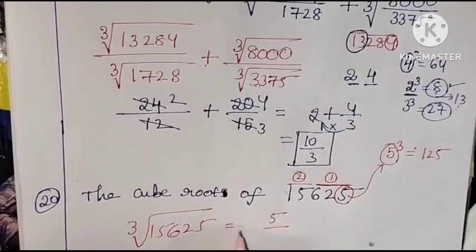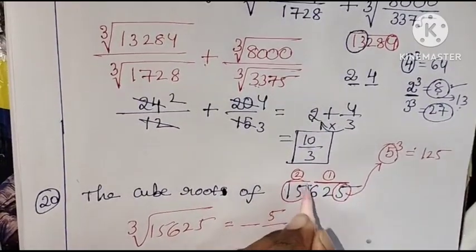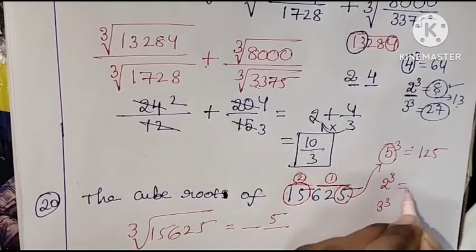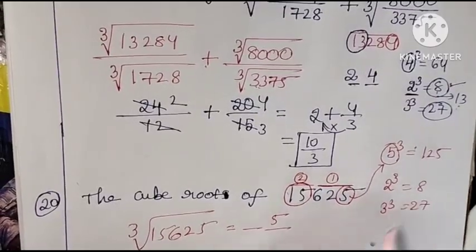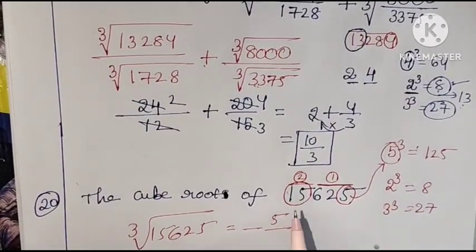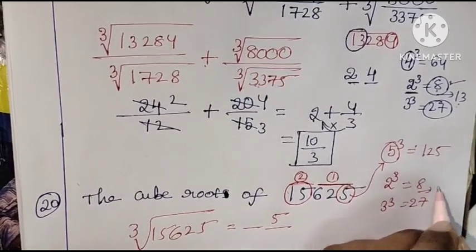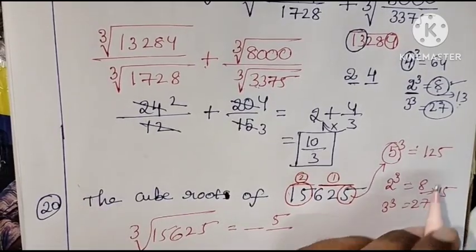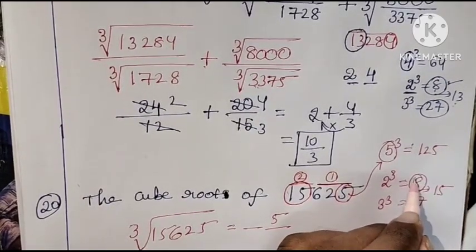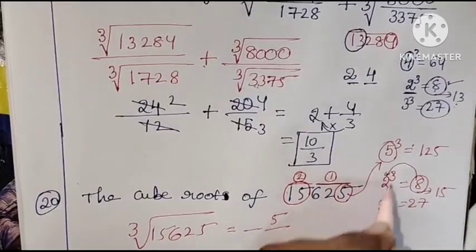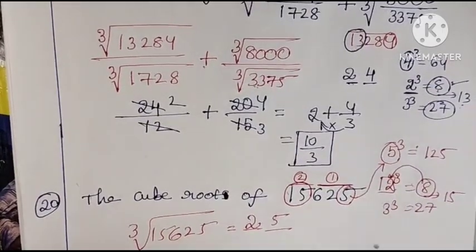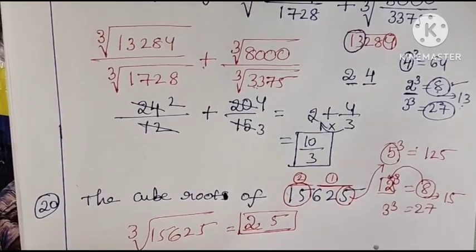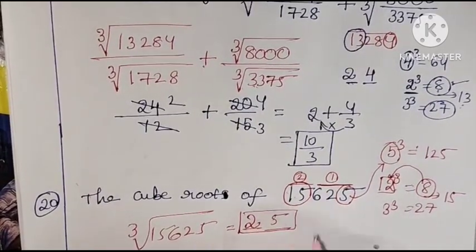So my unit digit is 5, and the remaining digits are 15. So 15 lies in between 2 cube and 3 cube. 2 cube is 8, 3 cube is 27. So 15 lies in between 8 and 27. What is the least number? 8. So 8 is a cube of 2. So my tens digit is 2. So the value of 25 cube is 15625. So the answer is 25.